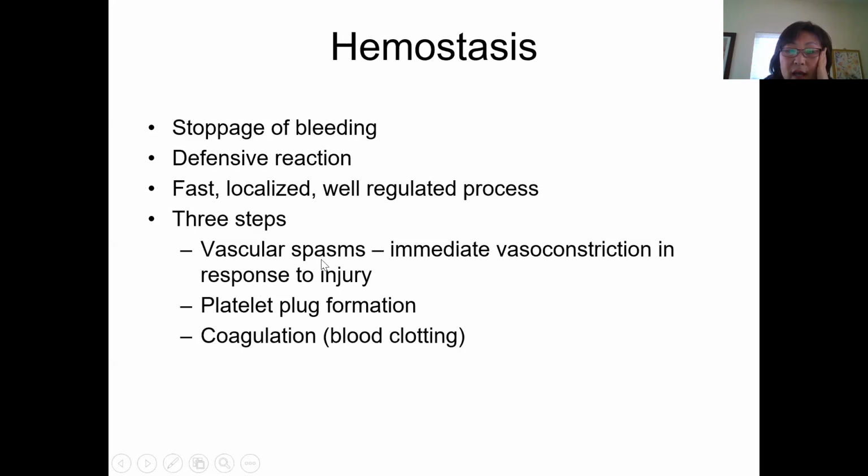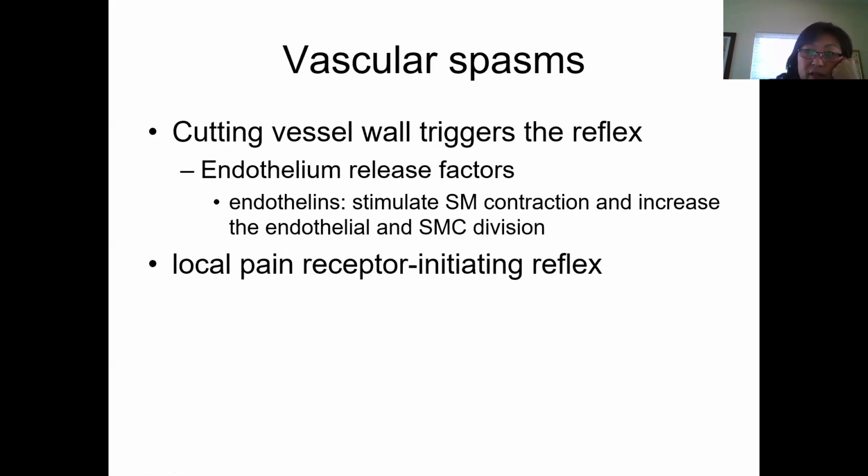So even though we say there are three steps, you cannot say vascular spasm happens first and then platelet plug happens next. It's not that way. Pretty much all three steps take place at the same time. The vascular spasm and the platelet plug formation are probably happening at the same time, and the coagulation takes a little bit longer to have its effects. Okay, so let's talk about vascular spasm.